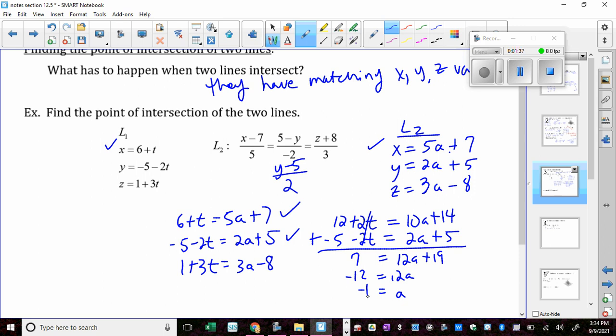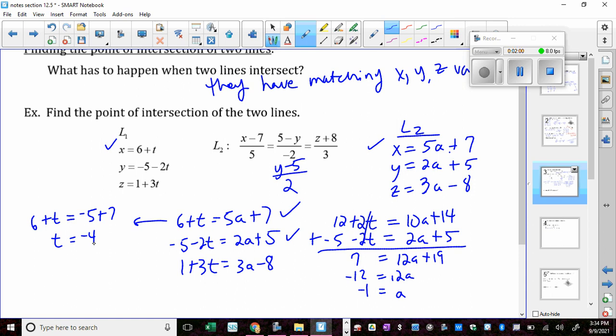Once I know a is negative 1, I'm going to use that in either of the two equations that I just used. I guess I'll just put it in this one. So 6 plus t equals, if a is negative 1, I get negative 5 plus 7. So on the right side I'm going to get a 2. So t is 2 minus 6, which is negative 4.